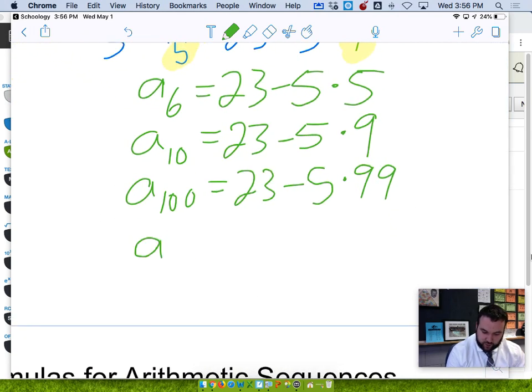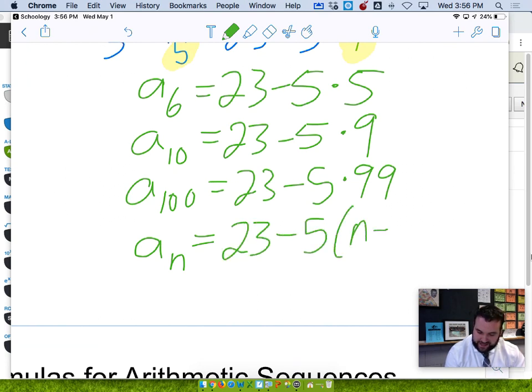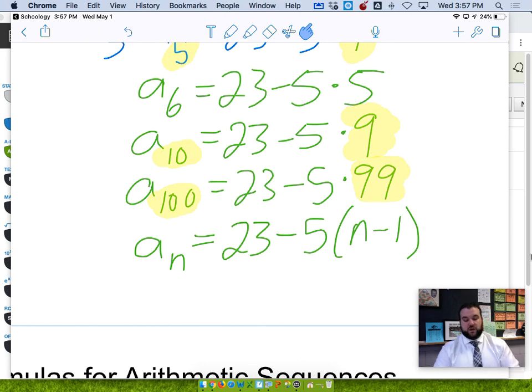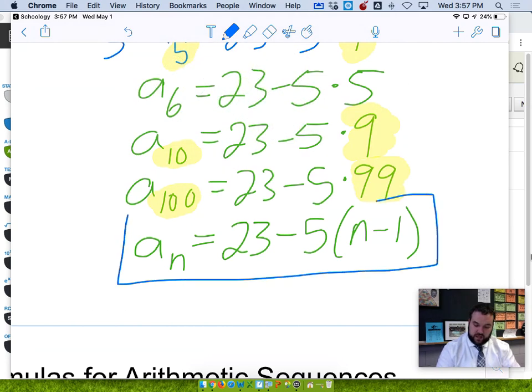To get any term in this sequence, it doesn't matter what term it is, you pick a number and we can find it right away. It's very simple. I'm just going to take 23 and subtract 5 n minus 1 times. So to find the 100th term, we subtracted 5 99 times. To find the 10th term, we subtracted 5 9 times. So to find whatever term number you want, we subtract 5 one fewer than that number. So we use n minus 1. This is the explicit formula.